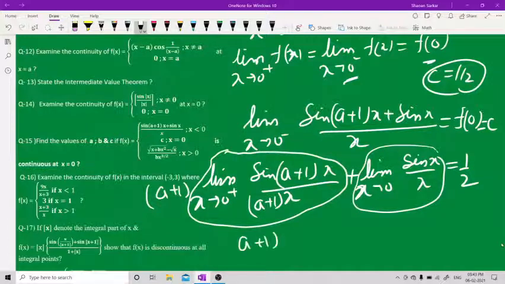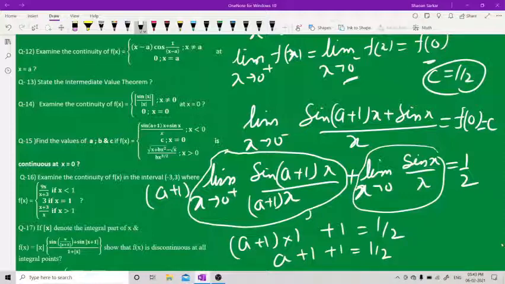So it will be a plus 1 into 1, from here plus 1 will be half. So a plus 1 plus 1 will be half. So now you can calculate a. A is half minus 2, that is, a is minus 3 by 2. A is minus 3 by 2.